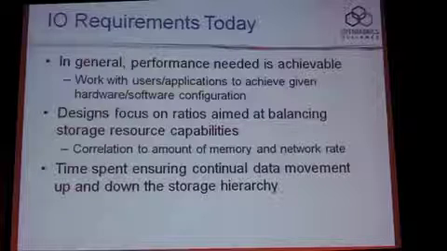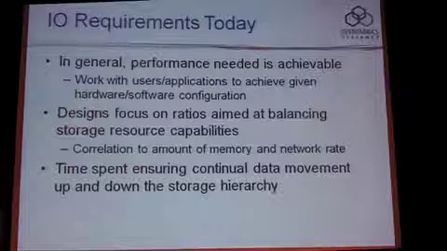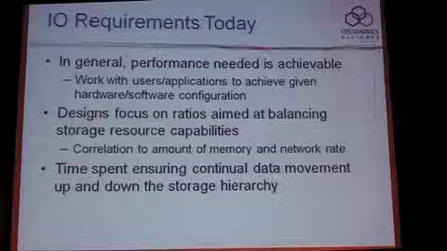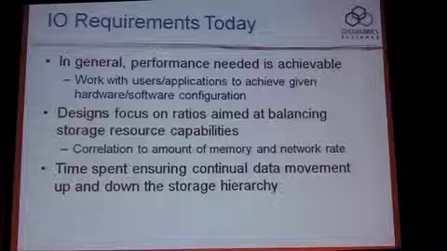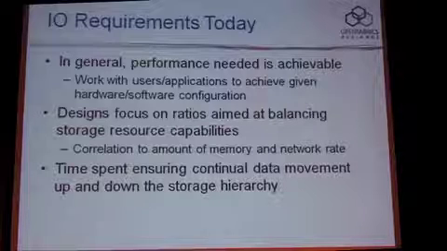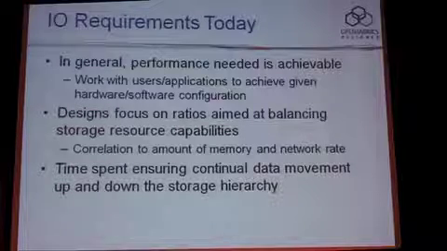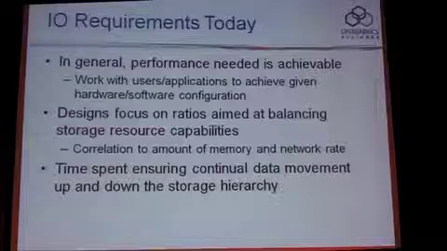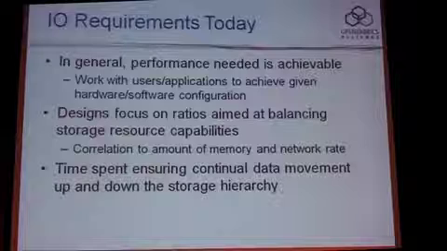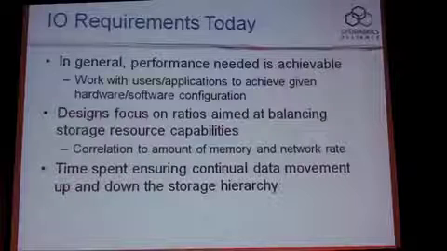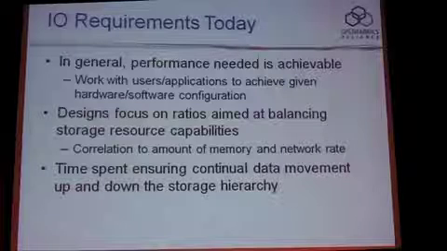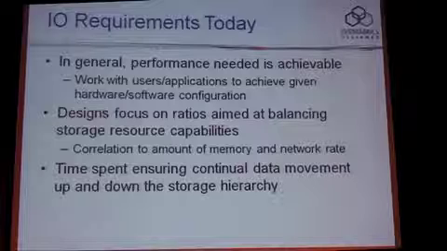So basically, you'll see in the next few slides, there's a correlation certainly between the amount of system memory available and the speeds and feeds and capacity that you need in your file system or your storage. And there's a correlation to network rate too, I wanted to state. I'll show that in the next few slides. I think a lot of time is spent making sure that the data can move up and down the storage hierarchy continually, and I think we're going to need to rethink that.